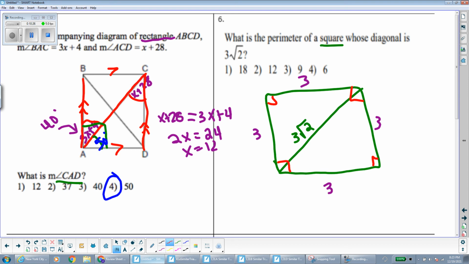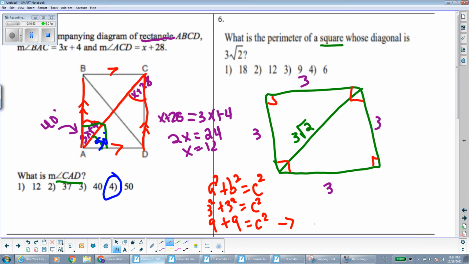So the Pythagorean theorem is a squared plus b squared equals c squared, and we know that specifically for right triangles. If I test out 3 squared plus 3 squared equals c squared. So let me try that again. 3 squared plus 3 squared equals c squared. 3 squared is 9, plus 9 is equal to c squared.